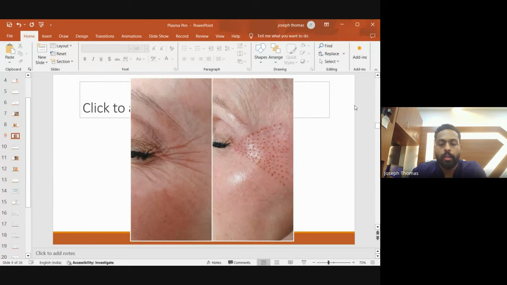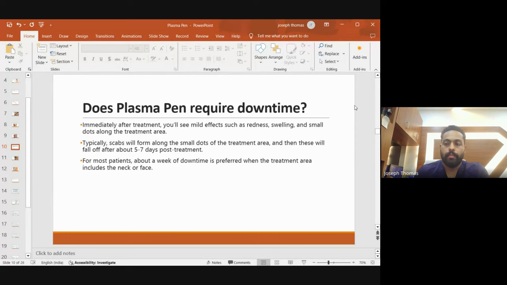So does plasma pen require downtime? So as you know, downtime is a recovery period. So edema or erythema or itching or whatever, that is called a downtime. So immediately after the treatment, you will see mild effects such as redness, swelling, small dots along the treatment area. Typically, the scabs will form along the small dots of the treatment area, and these will fall off after about 5 to 7 days post-treatment.